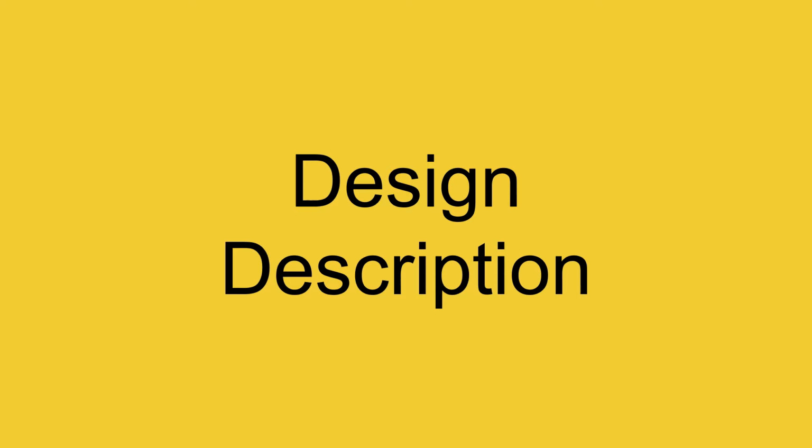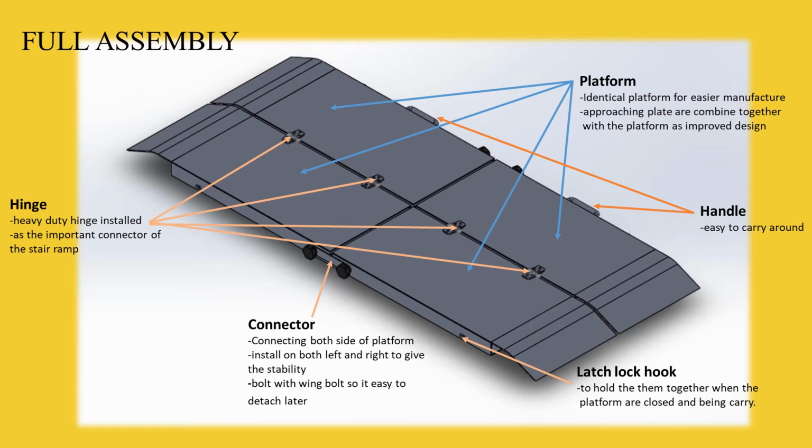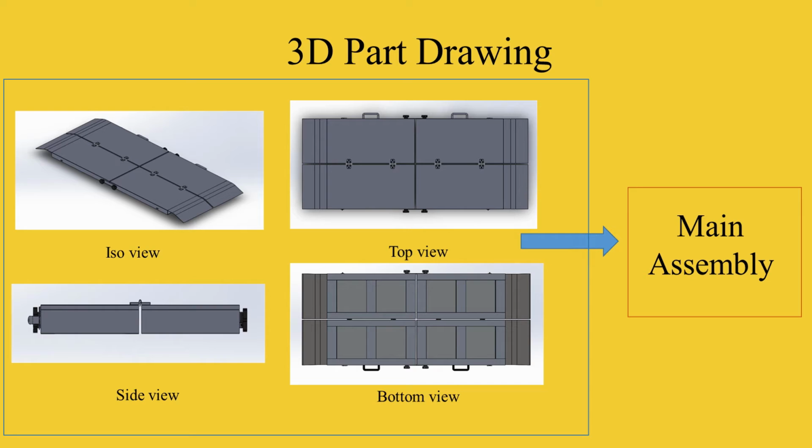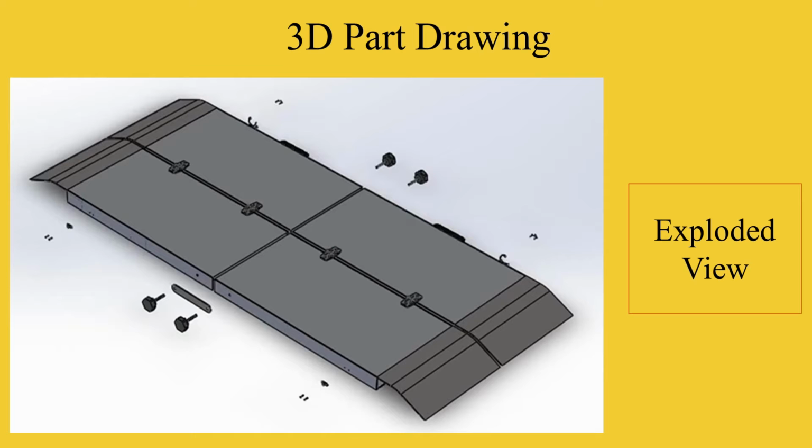The design description. This is the full assembly of our ramp that contains hinge, connector, LED lock, hook, handle, and platform. This part shows the main assembly of our stair ramp, which has a top view, iso view, side view, and bottom view. Next is the exploded view.